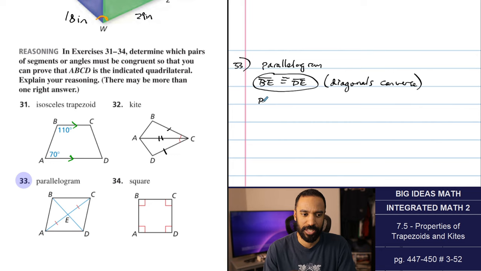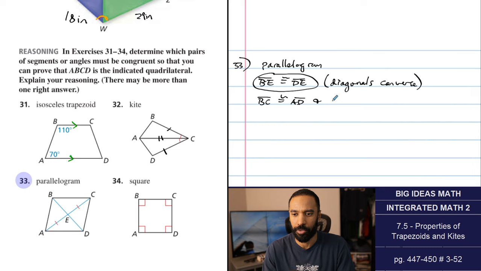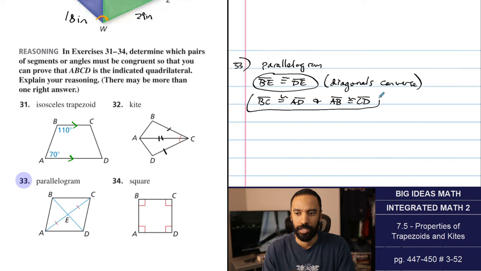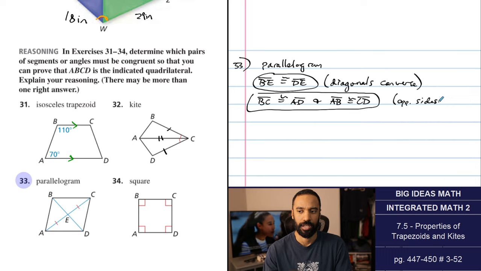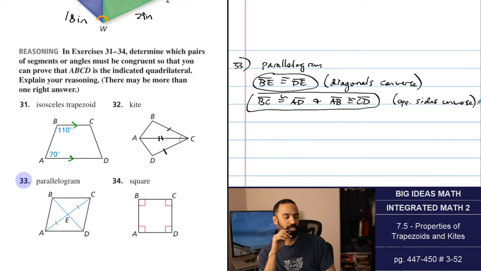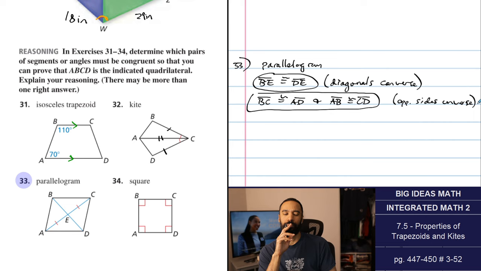BC congruent to AD and AB congruent to CD, right? It's just the opposite sides converse. We could also say opposite angles congruent. This gets a little too much for me. I'm trying to think of one that would just be nice and fast to say. Those are good. I'm good with that. Angles galore could really show up there.